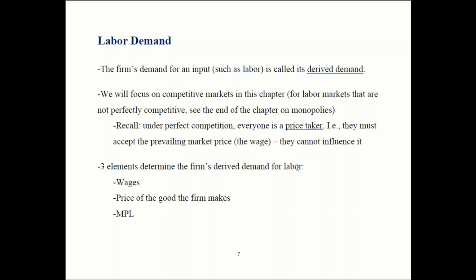So the firm's derived demand for labor is going to depend upon three things. So first of all, it's going to depend upon what's the prevailing market wage. If wages are low, that's going to give the firm a greater incentive to hire than they would be if wages were really, really expensive. If workers are very expensive, you're going to hire fewer workers, most likely.